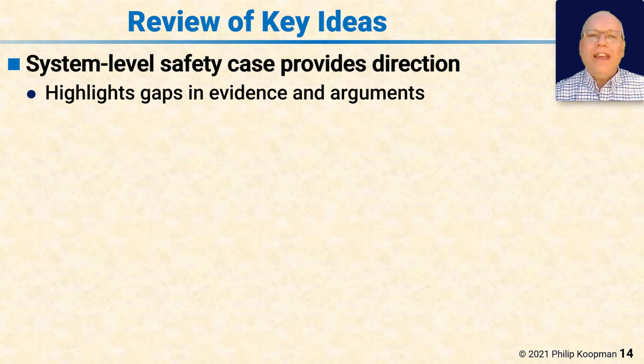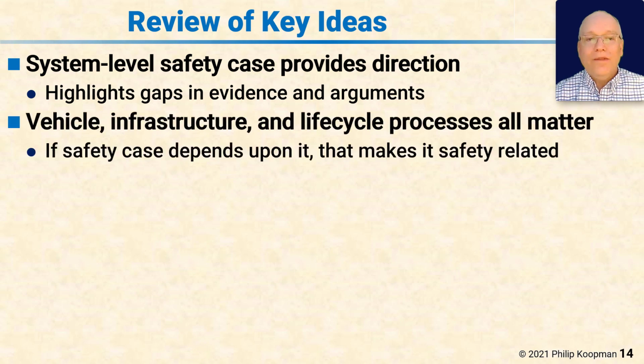Let's recap some key ideas. The system-level safety case is required by 4600, and it provides direction for safety. It highlights gaps in evidence and arguments so that when you think something is true, you actually have a concrete reason to believe that, and you can point to it and say, yes, this is why it's true. The vehicle, infrastructure, and lifecycle processes all matter. If a safety case depends on it, that makes it safety related, and that includes not only the vehicle, but also data feeds, map data, infrastructure, and all the types of things that might be related to safety are covered by 4600.